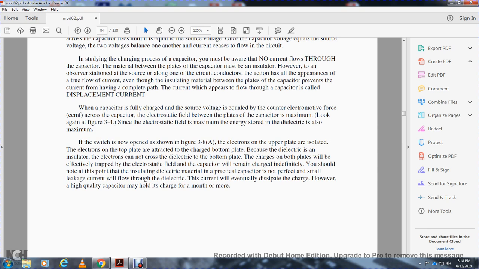If the switch is open, as shown in figure 3-8A, the electrons of the upper plate are isolated. The electrons of the top plate are attracted to the charge of the bottom plate, but because of the dielectric insulator, the electrons cannot cross the dielectric to the bottom plate.